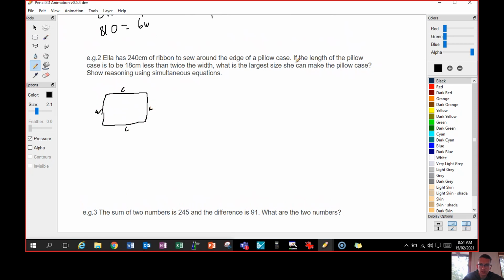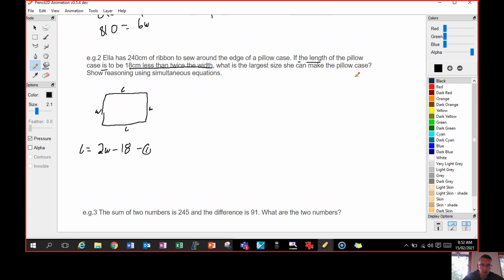Well, this is here. So we know the length of the pillowcase is to be 18 centimeters less than twice the width. So the length will equal 18 centimeters less than twice the width. So really, what we know there is it's actually 2 times the width, and it's 18 centimeters less than that. So that's what it's going to be. So that's my first equation, okay?